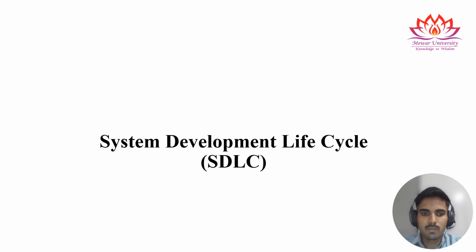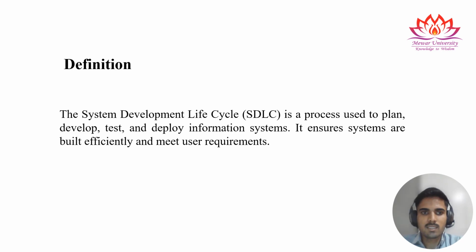So on this, I discussed the definition of SDLC as System Development Life Cycle. The System Development Life Cycle (SDLC) is a process used to plan, develop, test, and deploy the information system. It ensures systems are built efficiently and meet the user requirements.